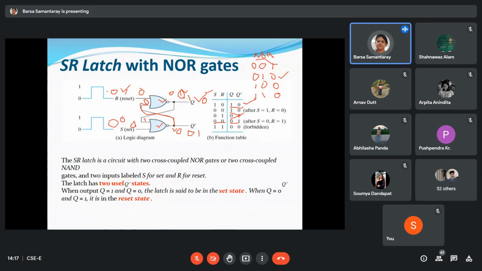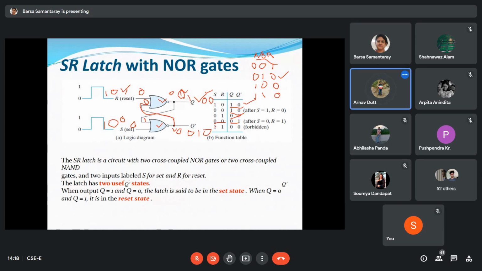And if the value changes to 1 and 1, what happens? You can take any of the outputs. As we know, if any input of the NOR gate is 1, then the output is 0. So this 0 comes, and this 0 is fed here. The other input is also 1, because both inputs are 1 1. So this output will again be 0. So what is Q Q dash?